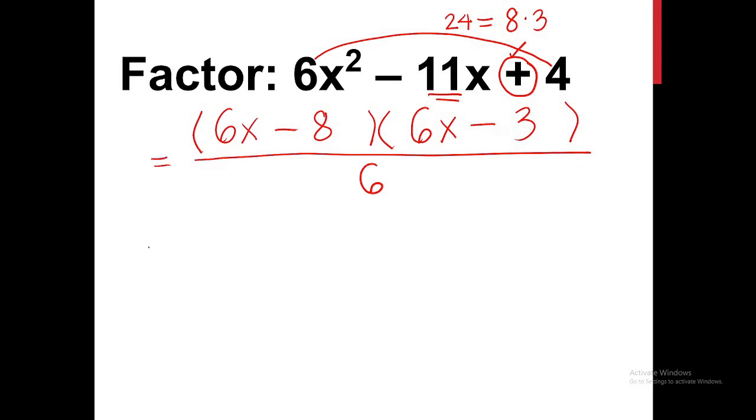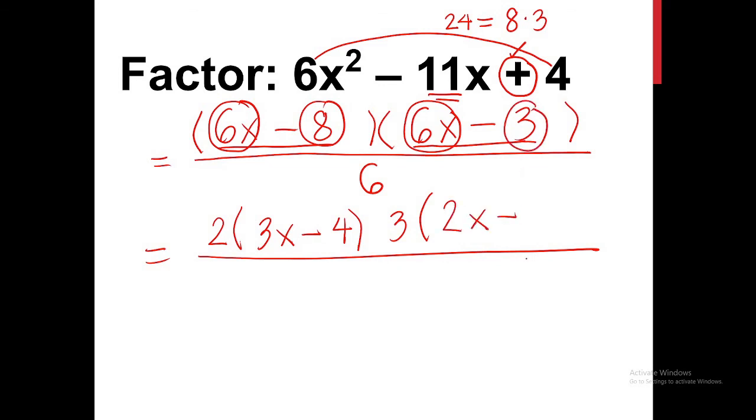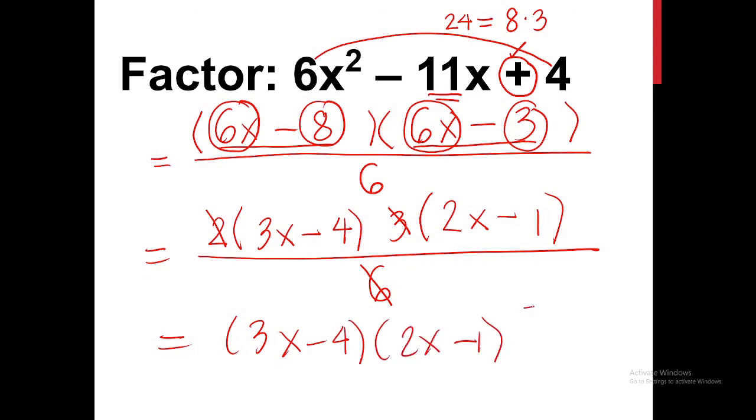Now, let's do common monomial factoring. What is common between these two? 2. So you have 6x divided by 2: 3x. 8 divided by 2: 4. Do the same thing here. Is this factorable? Yes. What is common? 3. So you factor out 3. 6x divided by 3: 2x. 3 divided by 3: 1. All over 6. Can I cancel 2 times 3 with 6? Yes, because 2 times 3 is 6. I can cancel that with 6. So you are left with 3x minus 4, 2x minus 1. These are your factors.